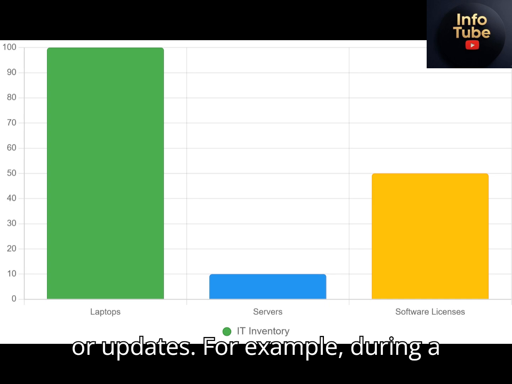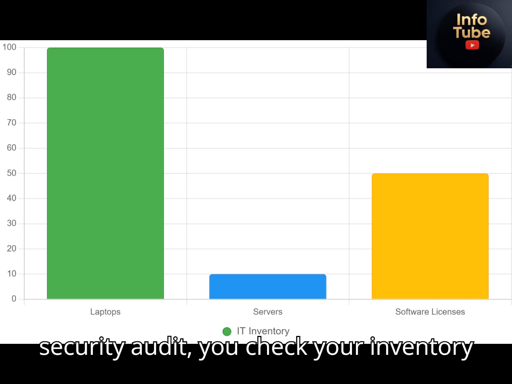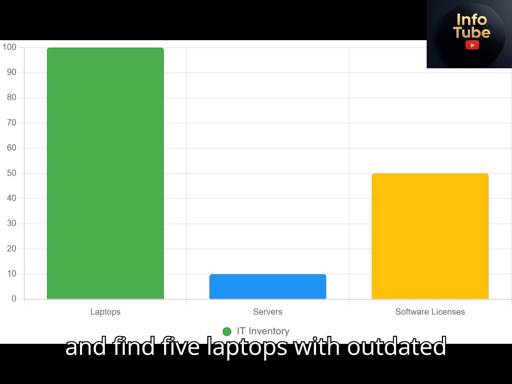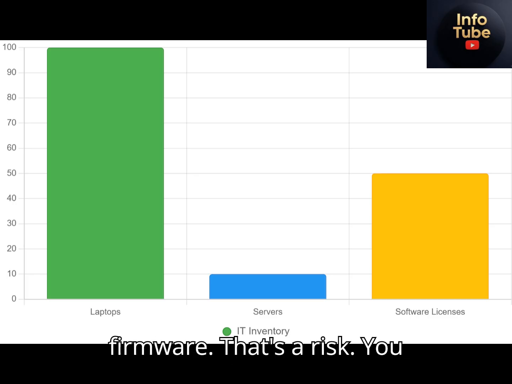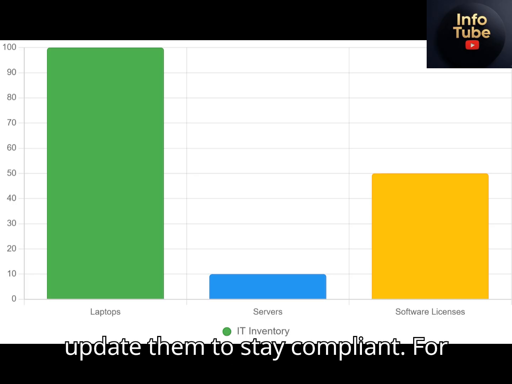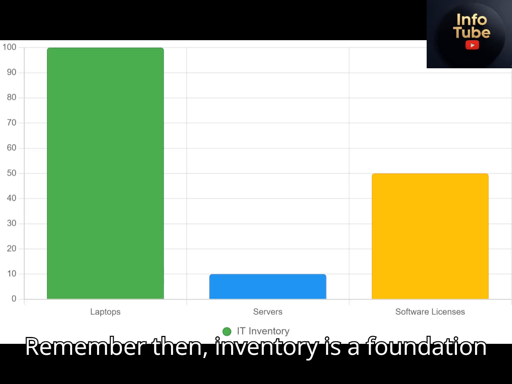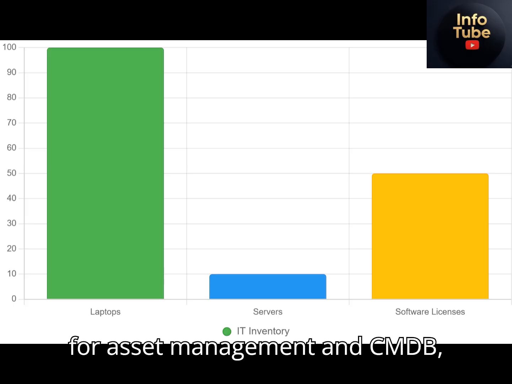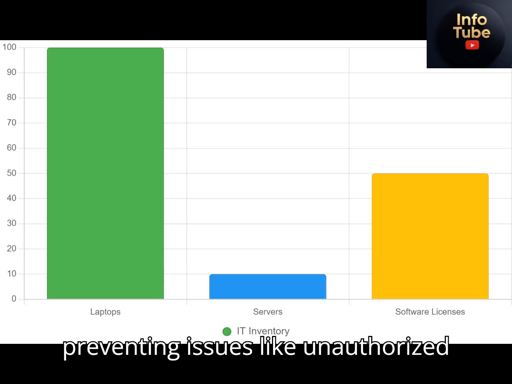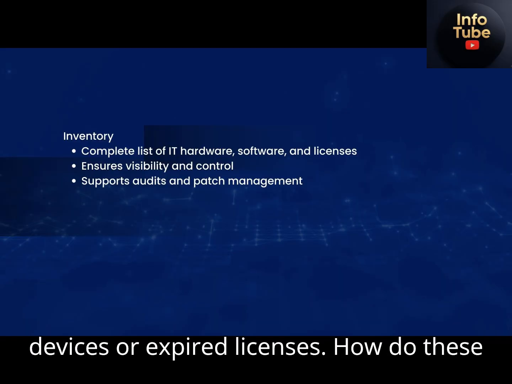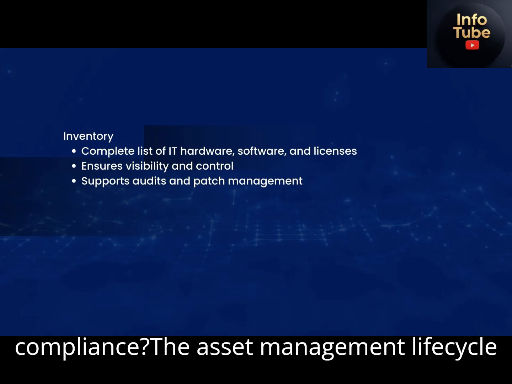For example, during a security audit, you check your inventory and find 5 laptops with outdated firmware. That's a risk. You update them to stay compliant. For SecurityX CAS-005, remember that inventory is a foundation for asset management and CMDB, preventing issues like unauthorized devices or expired licenses. How do these connect to governance, risk, and compliance?